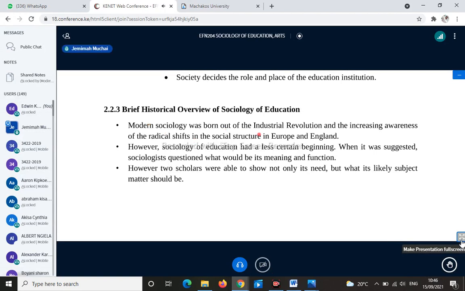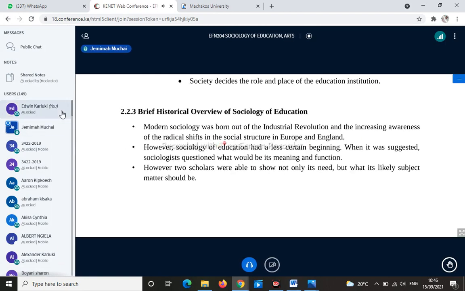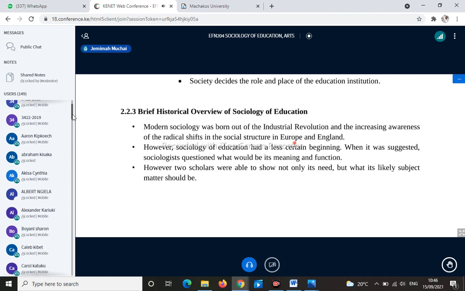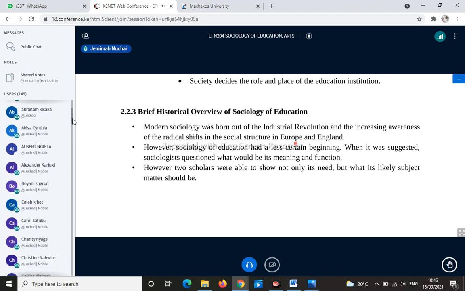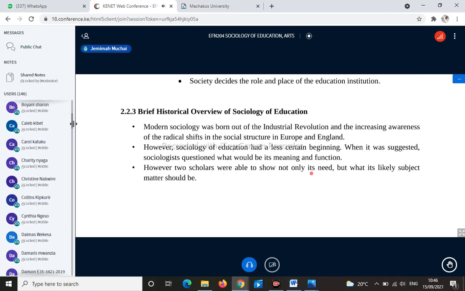Modern sociology was born out of the Industrial Revolution and the increasing awareness of the radical shifts in the social structure. You covered the history of education in other subjects like history.